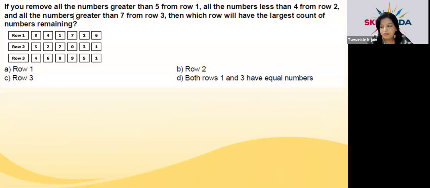Here is one more question. So this is going to be your last question. If you remove all the numbers greater than 5 from row 1, all the numbers less than 4 from row 2, all the numbers greater than 7 from row 3, then which row you have to see here? Unless and until we do step by step, we have to eliminate. First, row 1 should be completed, row 2 should be completed, row 3 should be completed.